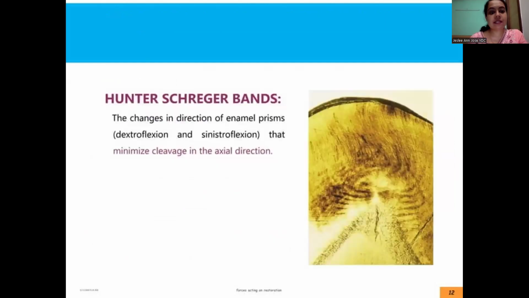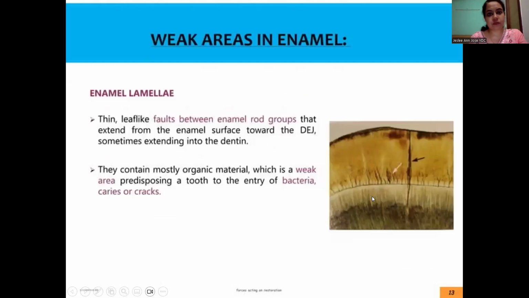Next is the Hunter-Schreger bands. The changes in the Hunter-Schreger bands occur due to the changes in the direction of the enamel prisms that minimize the cleavage in the axial direction. So this is the usual direction of the enamel rods. Whenever the occlusal forces are there, the forces will be dissipated in this manner towards the dentine. As and when there is a change in the direction of the enamel rods, the forces will be distributed in an uneven manner. So there is less chance of fracture.